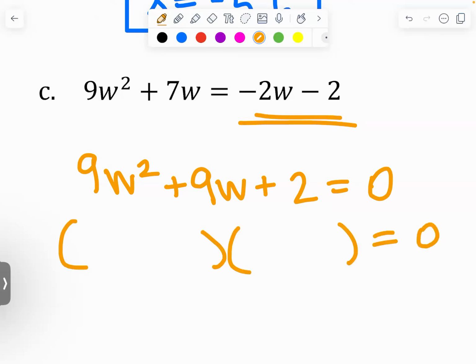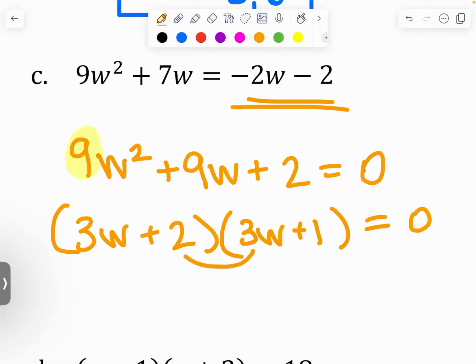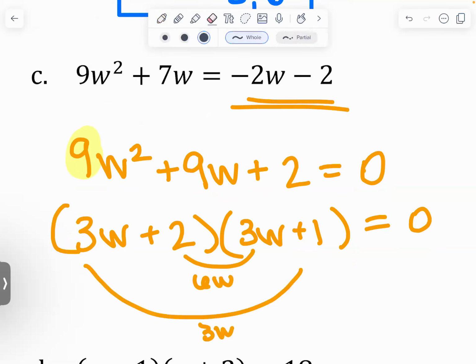Well, now remember, if we have a coefficient in front of the squared term, we have to kind of do guess and check. So what do you want to multiply to 9w squared? Let's try 3w and 3w. What do you want to multiply to get 2? See if it works. This gives me 6w and this gives me 3w. Does it work? Okay.